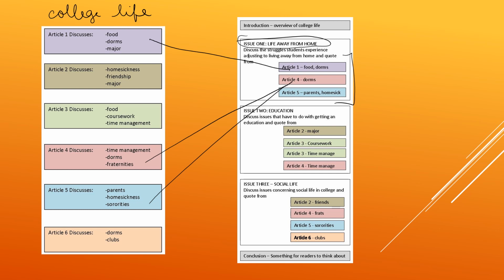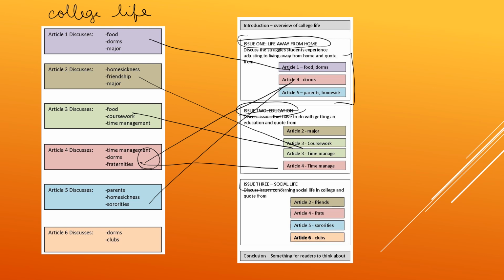So then I have my second topic, which is education here. And I would talk about majors, coursework, time management, and I would pull from these 3 sources. Now notice I'm using the same source twice here. I used this in this one, and I used it here. That's because they talk about the same thing.